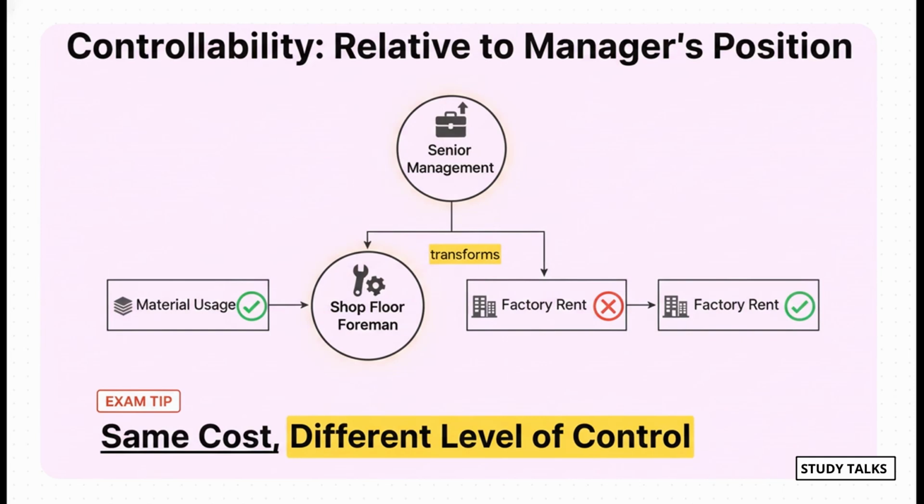Next up, controllability. Now, the key thing to get here is that no cost is just controllable on its own. It's all about perspective. A cost is controllable if a specific manager has the power to influence it. For instance, the amount of raw material used might be controllable by the supervisor on the factory floor. But the rent for that factory, the supervisor can't do anything about that. For him, it's uncontrollable. But for the senior manager who signed the rental agreement, it's very much a controllable cost. It all depends on who you're asking.